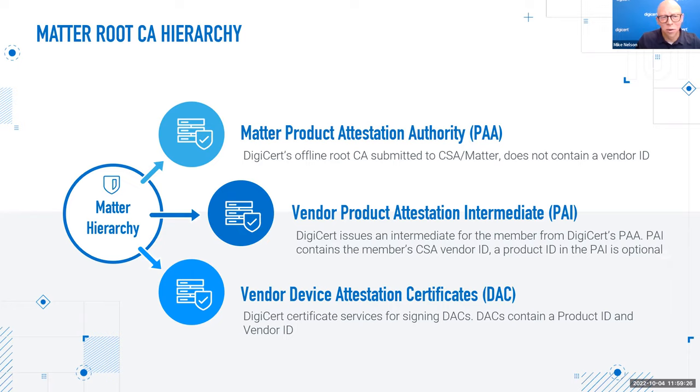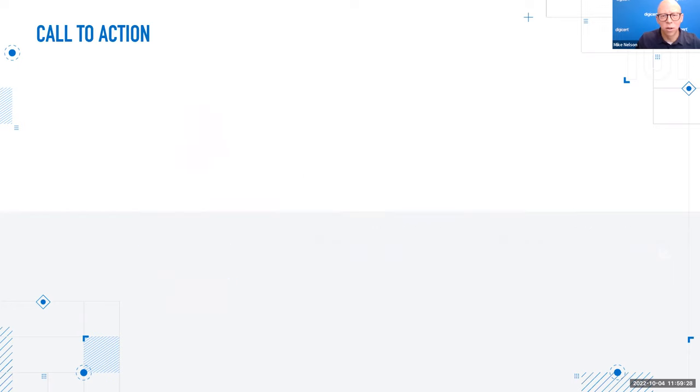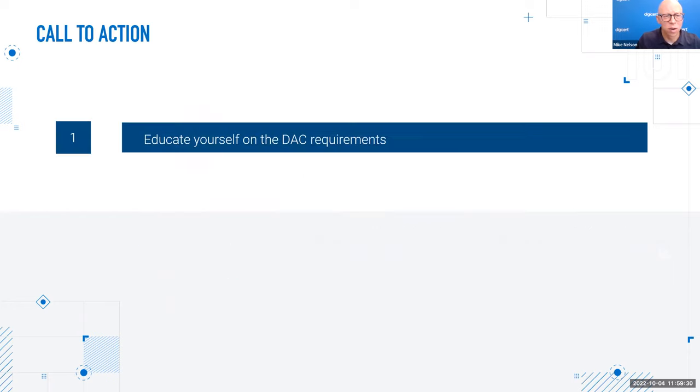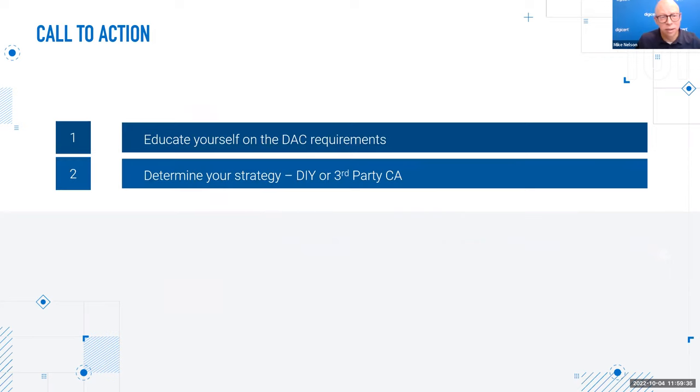All right, you guys, great discussion today. I've got a final closing slide, which is a call to action, next steps. And our panelists have mentioned this. Educate yourself on the requirements. Get access to the documentation. There's the GitHub repository, the certificate policy, all of those documents are readily available for you. Dive into them, understand them, determine your strategy, whether you're going to do it yourself or work with a company like DigiCert to support you, remove that burden, and accelerate your path to market.